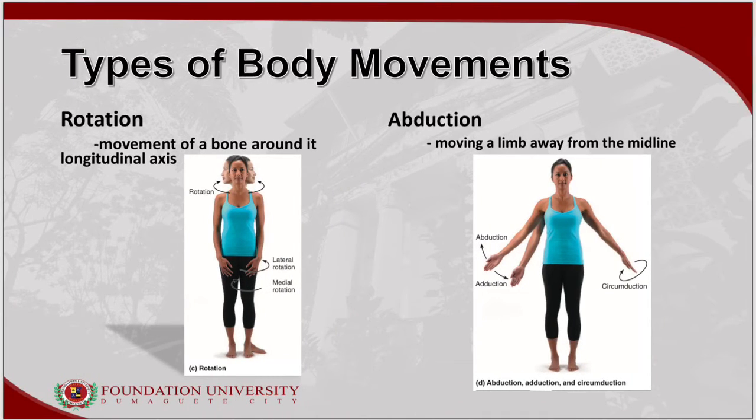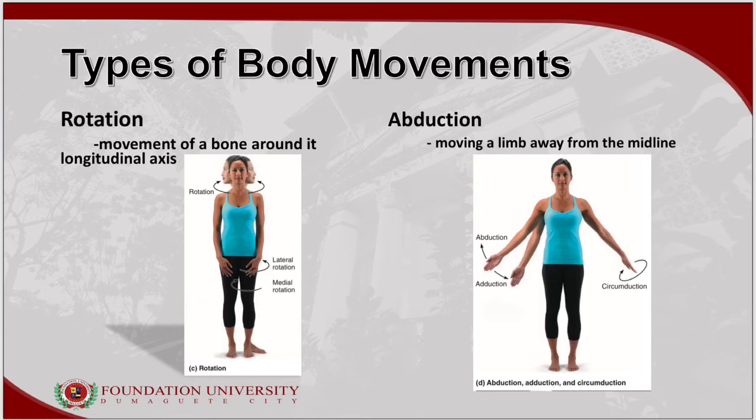The third one is called rotation, the movement of a bone around its longitudinal axis. This can be a movement toward the midline of the body or away from the midline of the body. Saying no while shaking your head is an example of rotation.